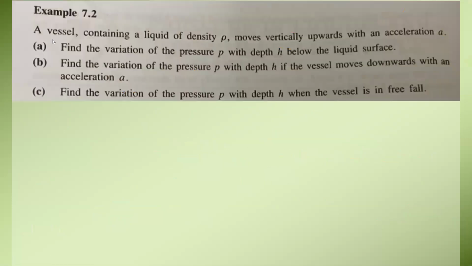Example 7.2. A vessel is there containing a liquid with a density rho, and it moves vertically upward with an acceleration a. Find the variation of pressure with depth below the liquid surface. Also find the variation of pressure with depth when the vessel moves downward and when the vessel is falling freely.